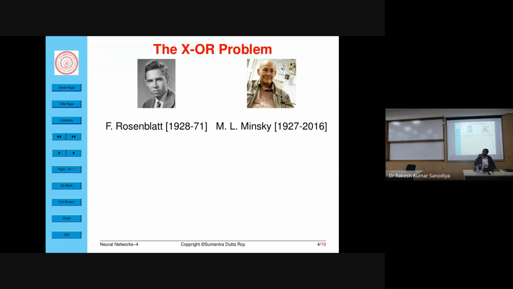Now, he was up against Marvin Minsky. One of the things Marvin Minsky accidentally found was that even a very simple problem like the XOR problem could not be solved using Frank Rosenblatt's perceptron. So all of Rosenblatt's intuitions, all of that suddenly went down the drain.